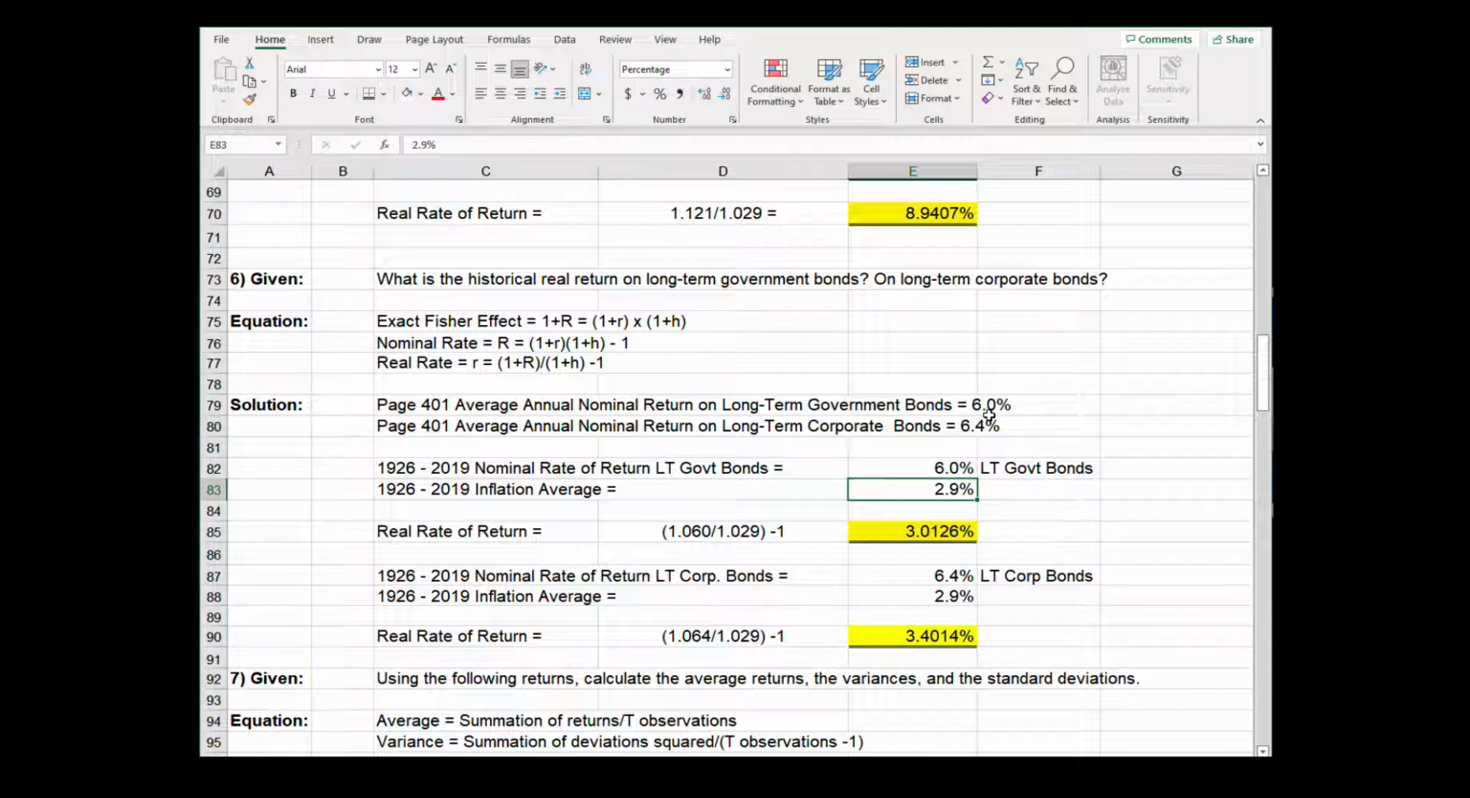Inflation is still ripping away at that at about 3%. The more exact number is 2.9%. And so when I take the 1.060 divided by 1.029 Fisher effect, I get 3.0126% for the real rate of return on long-term government bonds. On long-term corporate bonds, I do the same thing, except I substitute the 6.4% average annual total return, and I divide 1.064 by 1.029, and I get a real rate of return on average of 3.4014%. And there are your answers to 4, 5, 6.